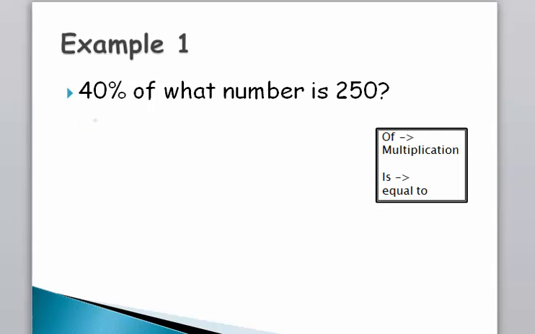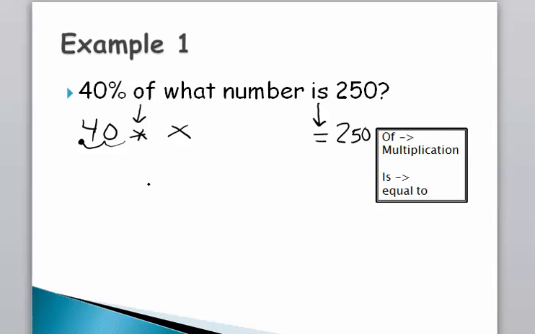So 40% would be equivalent to, when we're moving our decimal to the left, 1 place, 2 places, 0.40. And next we see the word of, and we know that that indicates multiplication. So I'm going to go ahead and put a multiplication sign there. 40% of what number? Let's let the what number equal x, since that's what we're looking for. Is, we know that is translates into an equal sign. And then we have the 250.